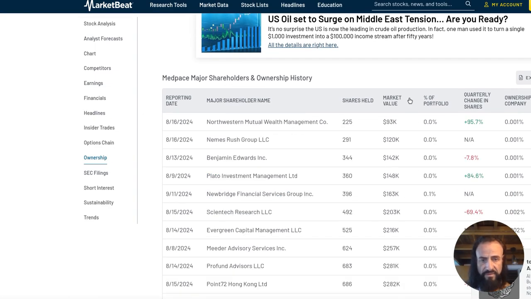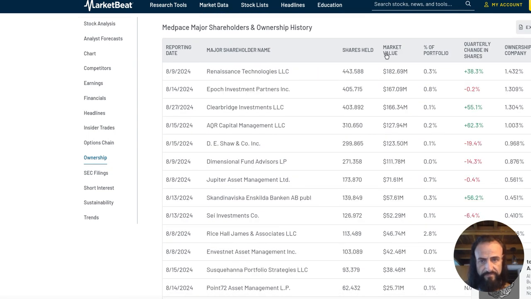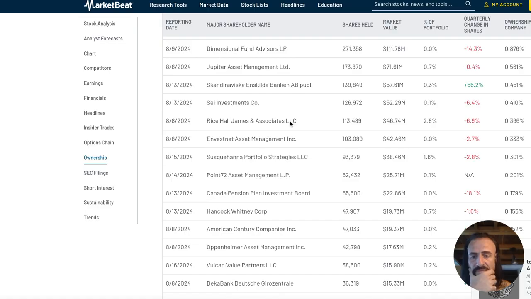Here, the market value. Renaissance Technologies. I think this was the fund of James Simons that passed away recently. Peace to his soul, but nonetheless, this is a very good company that actually I think they beat the return year over year of Warren Buffett. But anyways, you see the process.